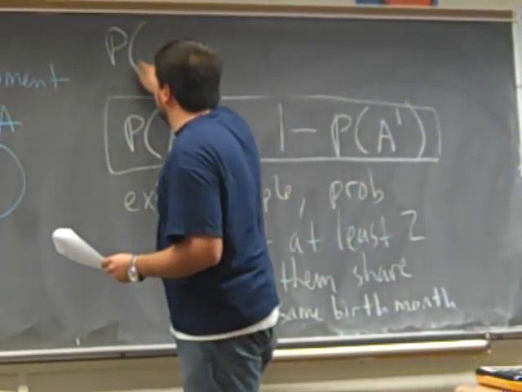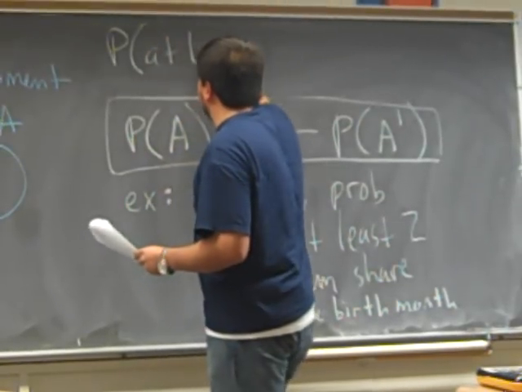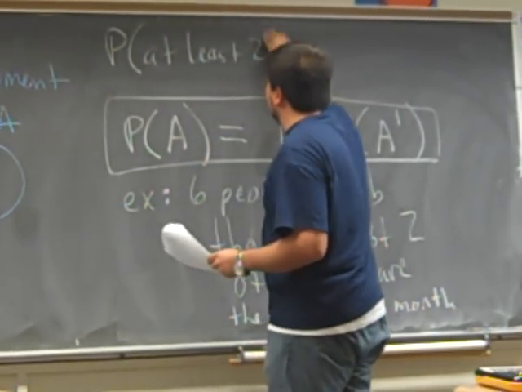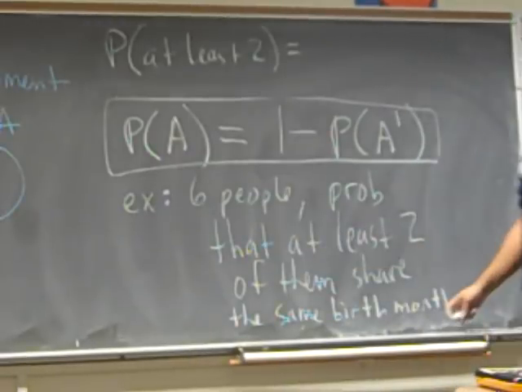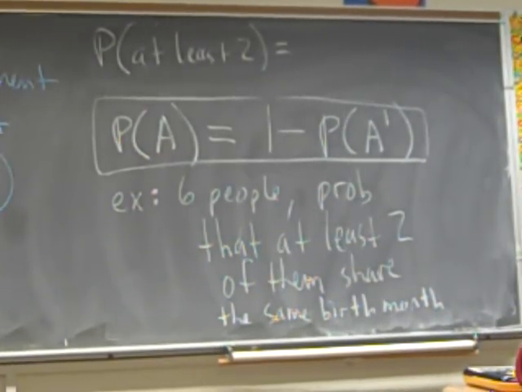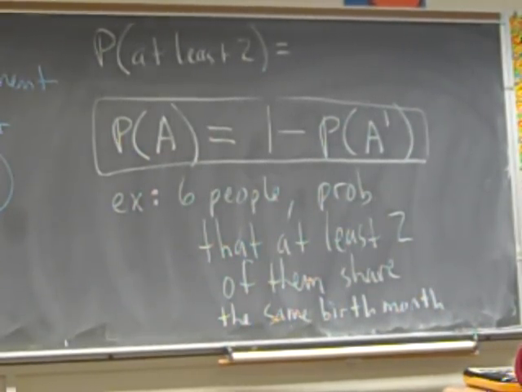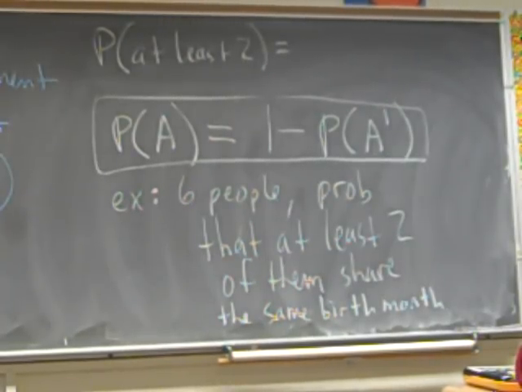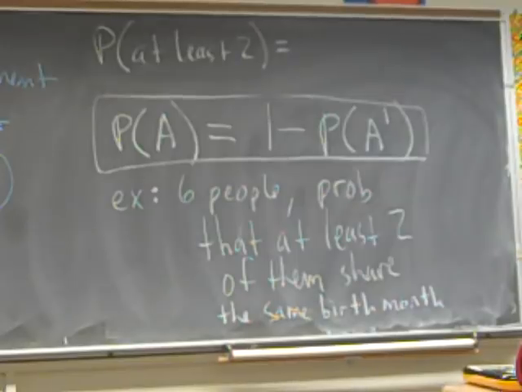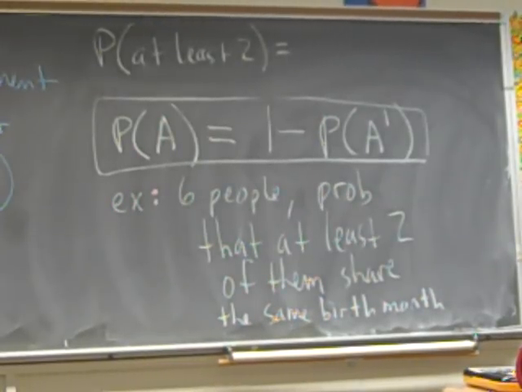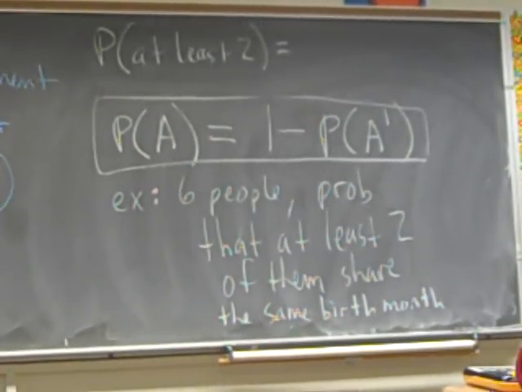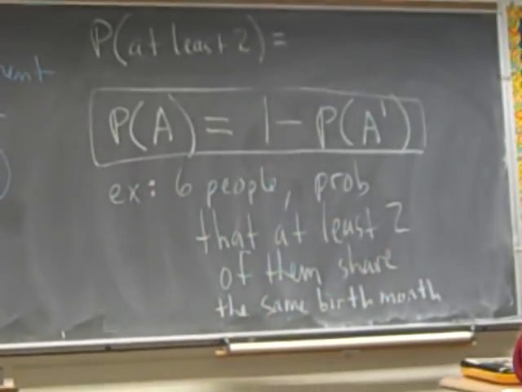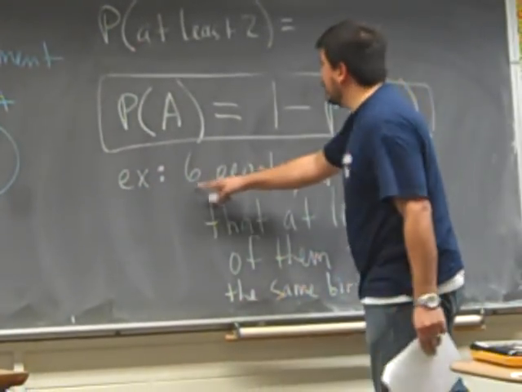So we're looking for the probability that we have at least 2 people with the same birth month. Okay? At least 2 is a very loaded statement because it implies 2 would be a success, or 3. Notice what word I'm using. Or 4, or 5, or all the way up to 6.